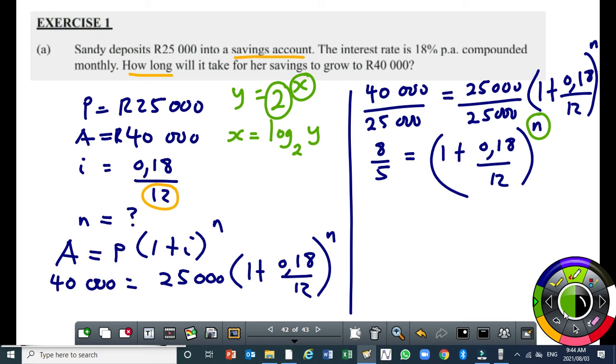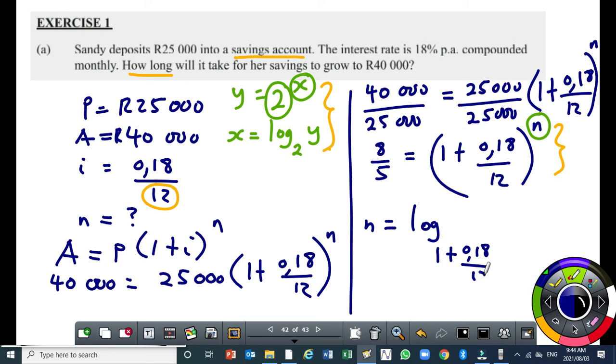Alright, so what I did here, I'm going to do it here as well. So this 8 over 5 is like the y. The n is like the x. So I can write n is equal to logarithm of, let me put the base first, 1 plus 0.18 over 12. That's the base of 8 over 5.